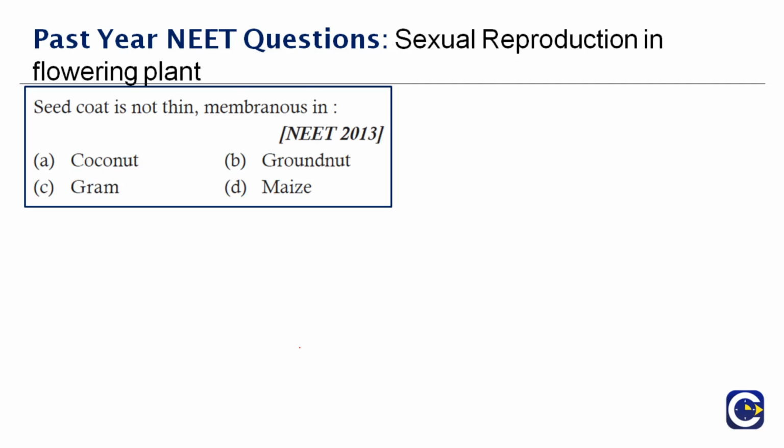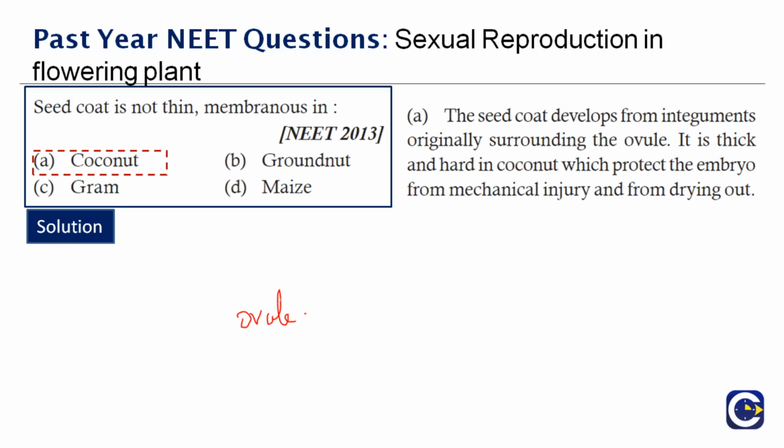Next question here. Seed coat is not thin, membranous in dash. Very easy question. It's a direct question. Just logical thinking would do. The seed coat develops from the integuments originally surrounding the ovule. It is thick and hard in coconut, which protects the embryo from mechanical injury and from drying out. Therefore, the seed coat is not thin and membranous in coconut.